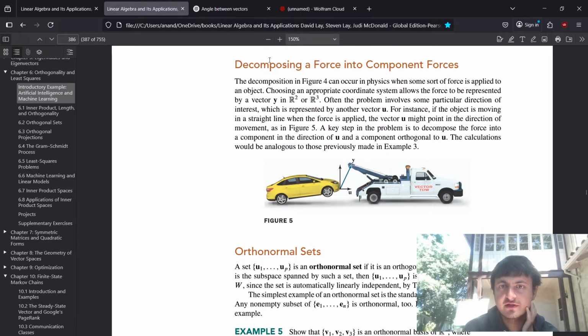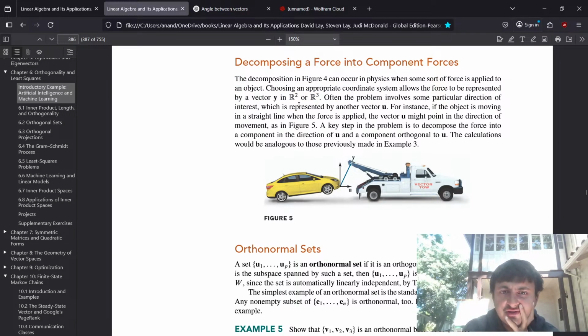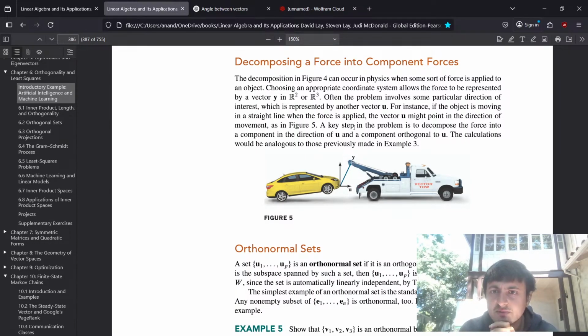The decomposition in figure 4 can occur in physics when some sort of force is applied to an object. Often the problem involves some particular direction of interest, which is represented by another vector u. For instance, if the object is moving in a straight line when the force is applied, the vector u might point in the direction of movement. A key step in the problem is to decompose the force into a component in the direction of u and a component orthogonal to u.